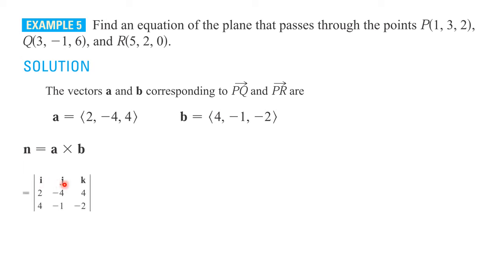So the first row is i, j, k. Second row is a: 2, -4, 4. Third row: 4, -1 and -2. Solve the determinant. We'll get 12i + 20j + 14k.